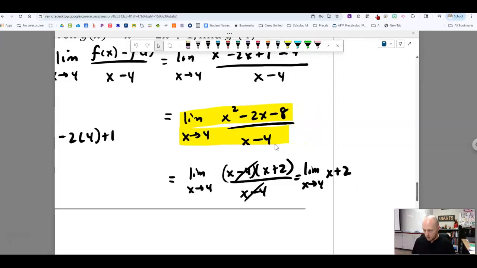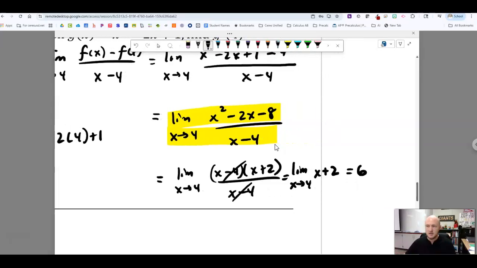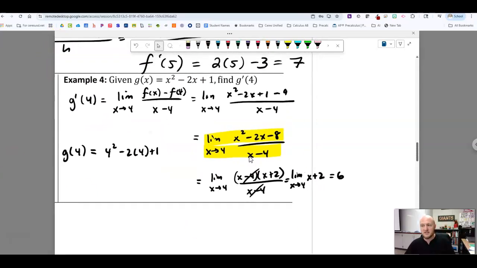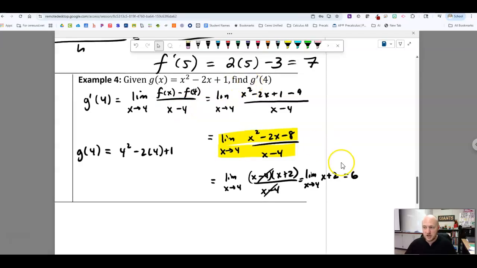And if we plug in 4, we get 6, which is pretty cool. That should match the previous problem. If you look back on the front side of your notes, that will go ahead and match that. But that's the instantaneous rate of change. That's the derivative at 4 of this function right here, x squared minus 2x plus 1.